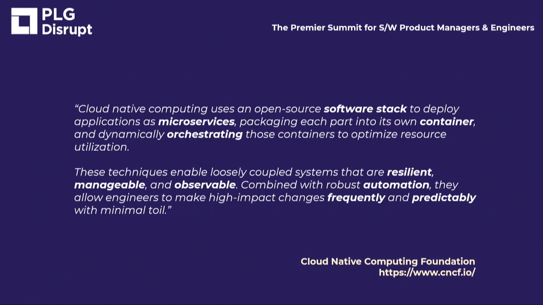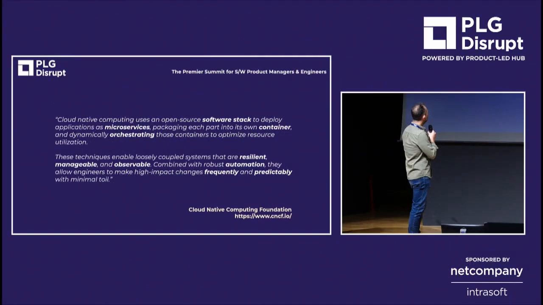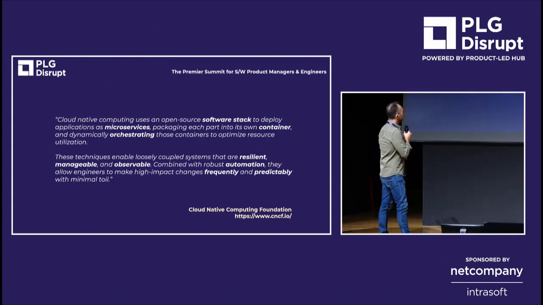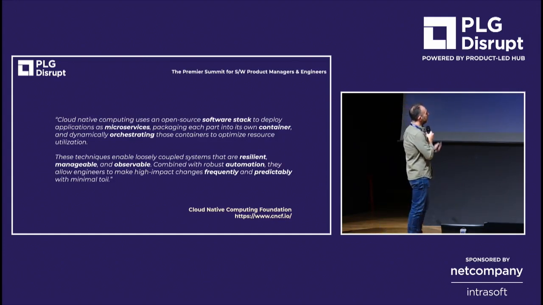Cloud native computing, as it says, uses an open source software stack to deploy applications as microservices, packaging each part into its own container, and dynamically orchestrating those containers to optimize resource utilization. These techniques enable loosely coupled systems that are resilient, manageable, and observable, combined with robust automation, which allows engineers to make high-impact changes frequently and predictably with minimum toil.